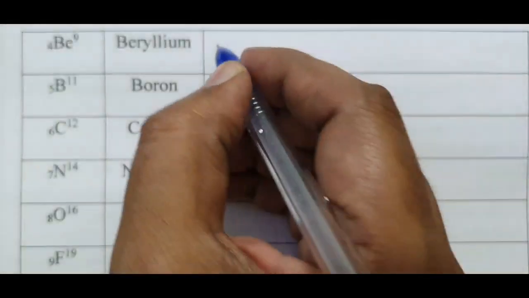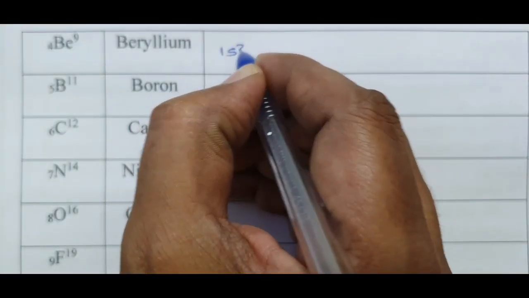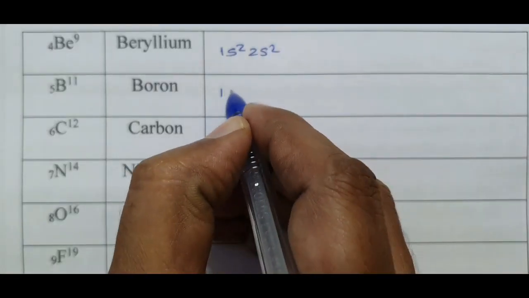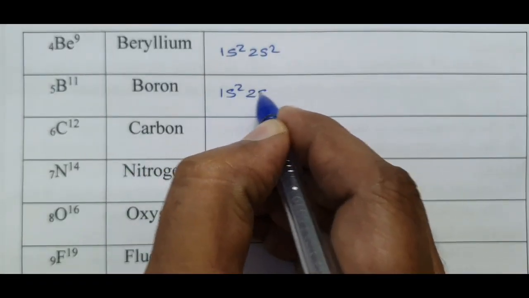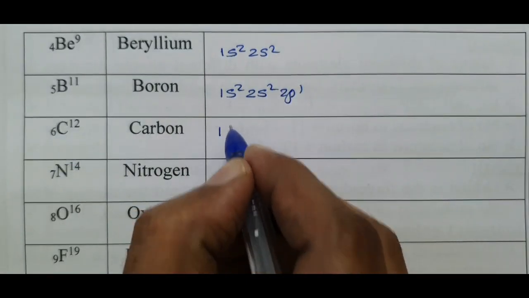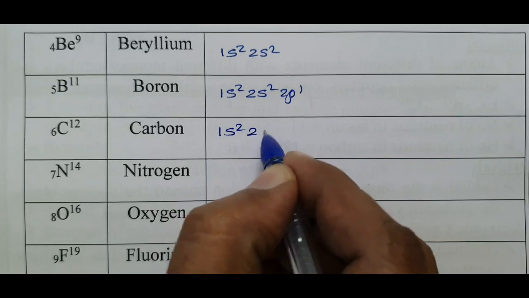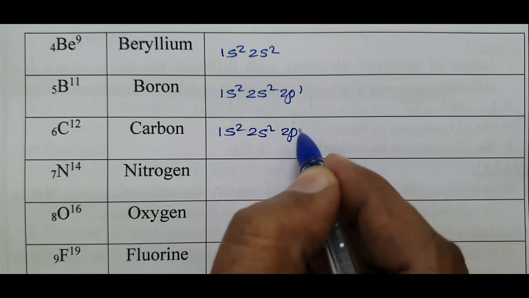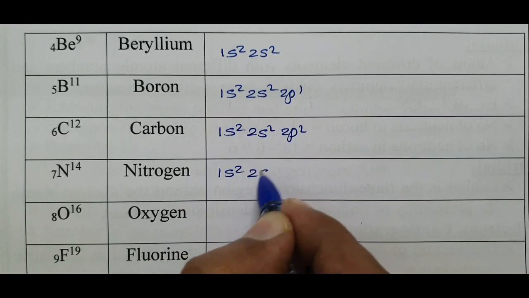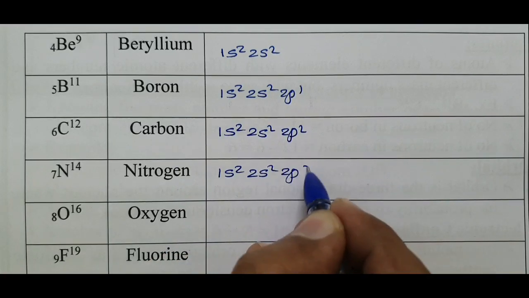Beryllium, atomic number 4, electronic configuration 1s2, 2s2. Boron, atomic number 5, electronic configuration 1s2, 2s2, 2p1. Carbon, atomic number 6, electronic configuration 1s2, 2s2, 2p2. Nitrogen, atomic number 7, electronic configuration 1s2, 2s2, 2p3.